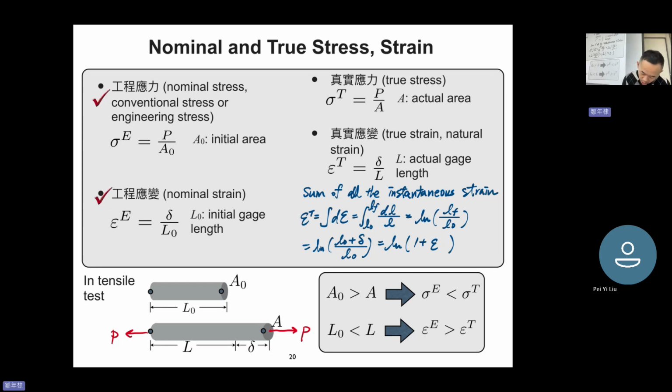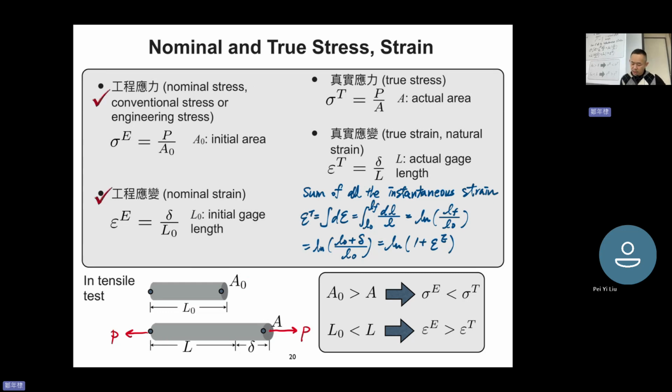Okay, so I hope you can understand how we define true stress and true strain in an actual condition. Okay, so you can see that. Let's compare engineering stress and strain with true stress and true strain. Which one is greater or which one is less?